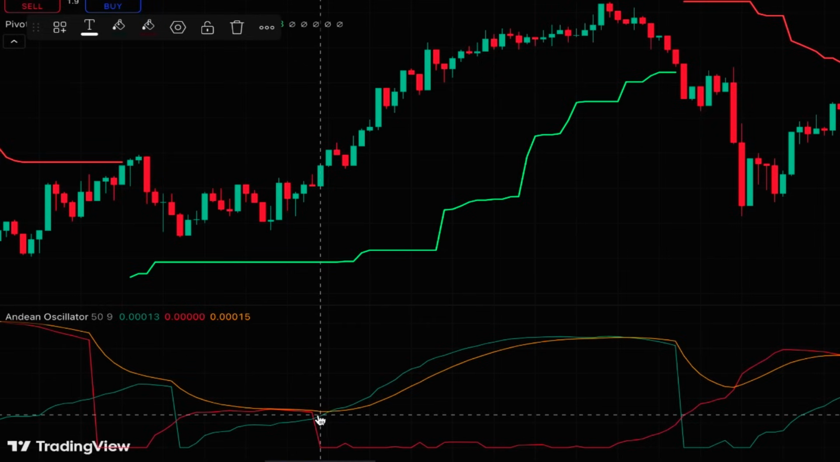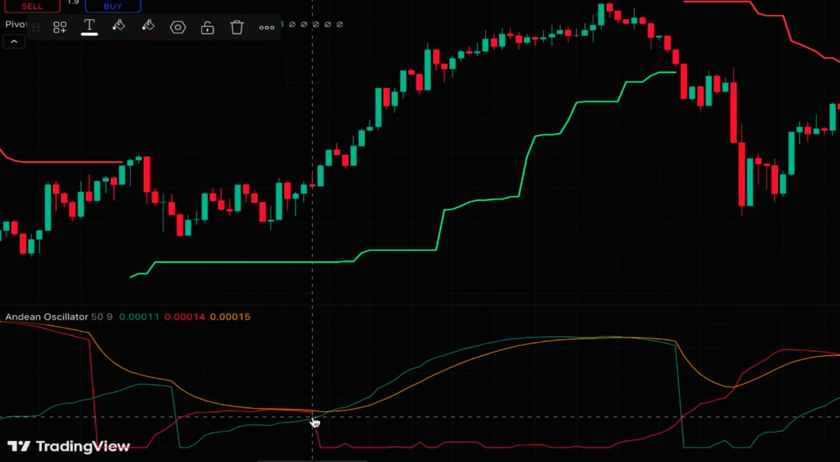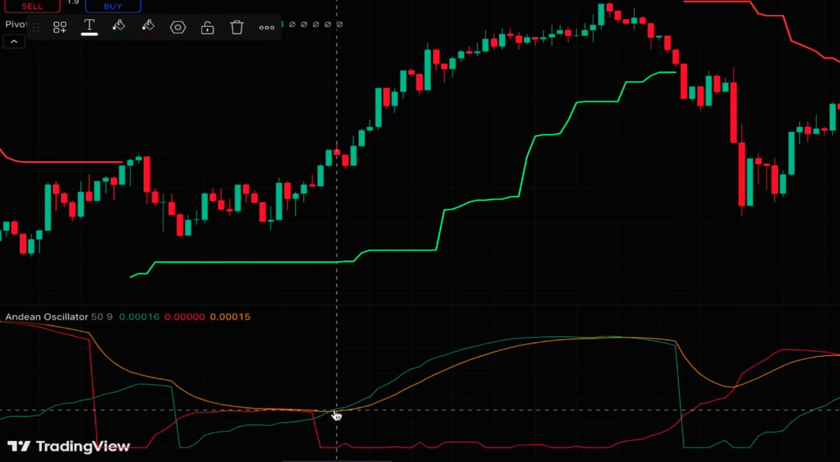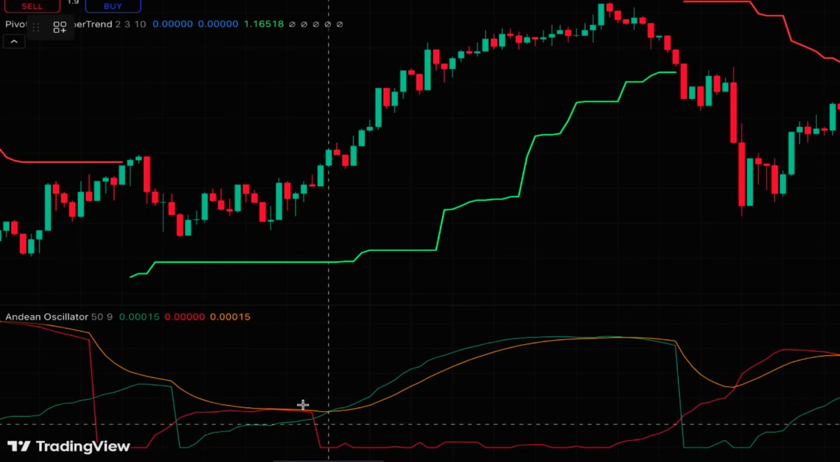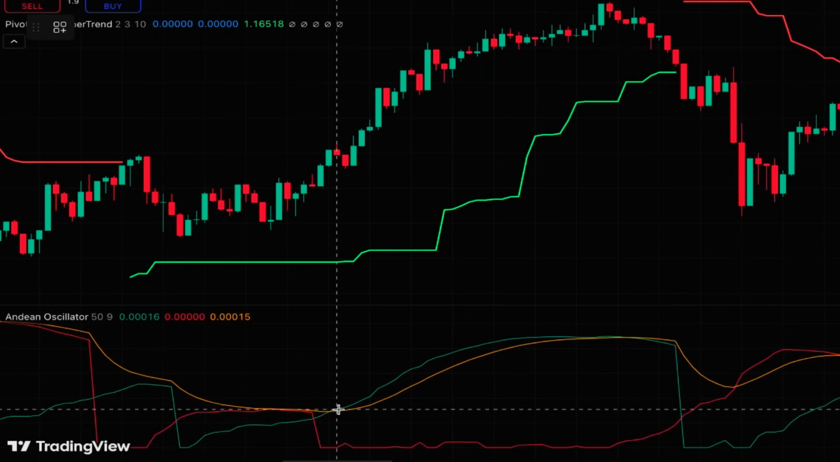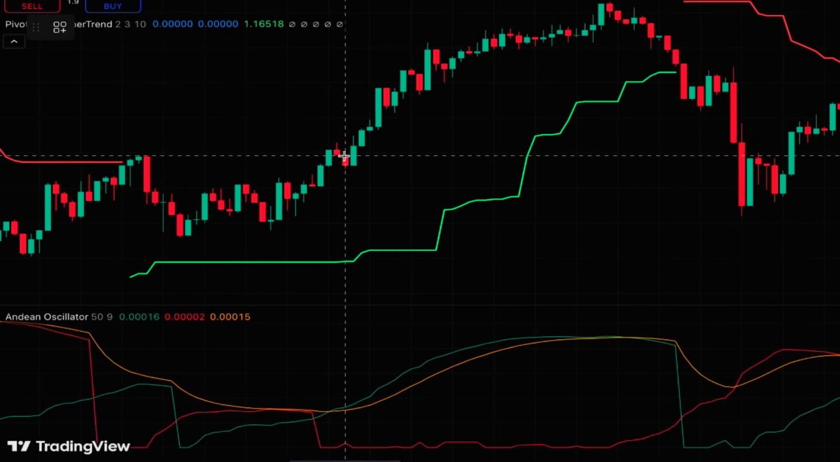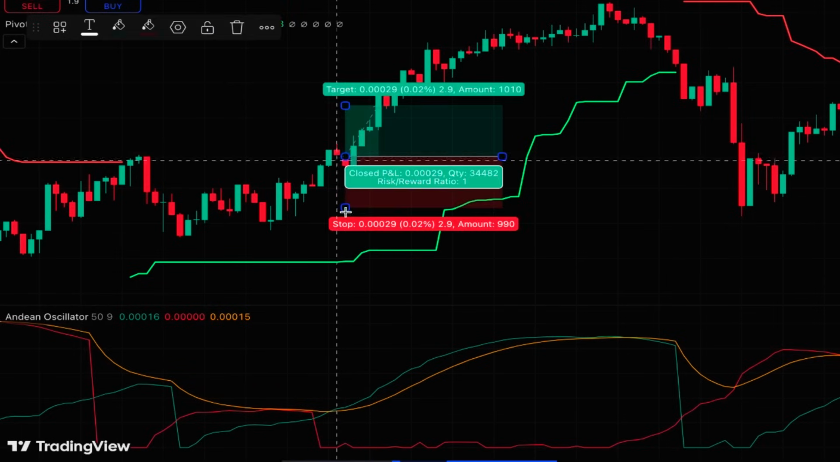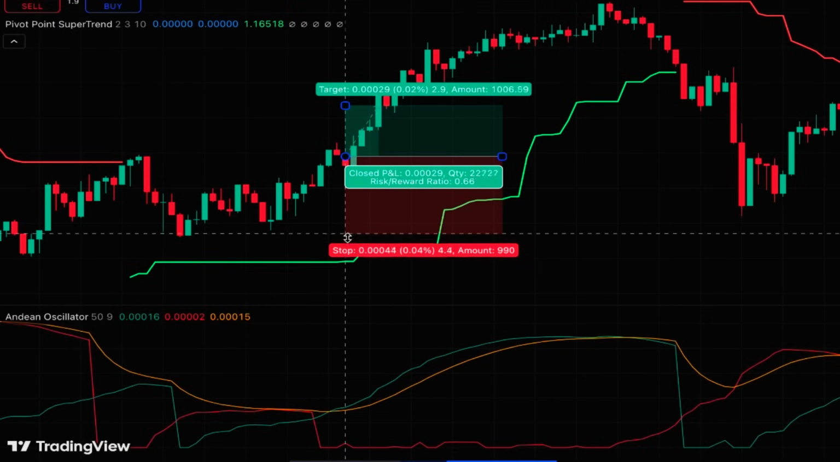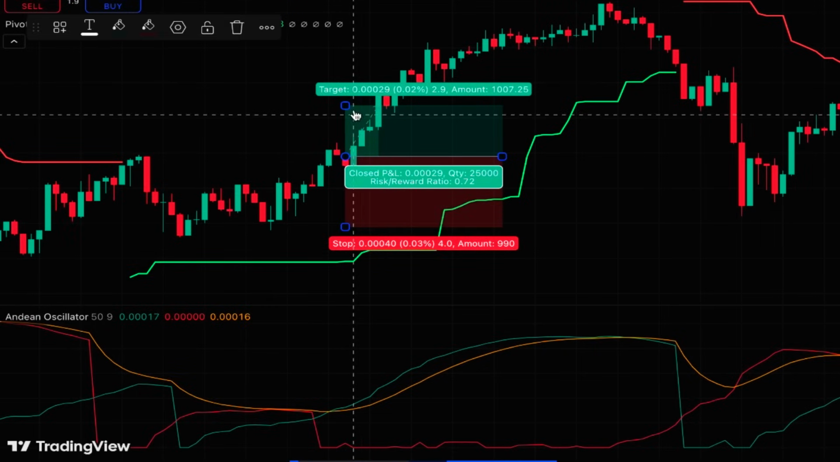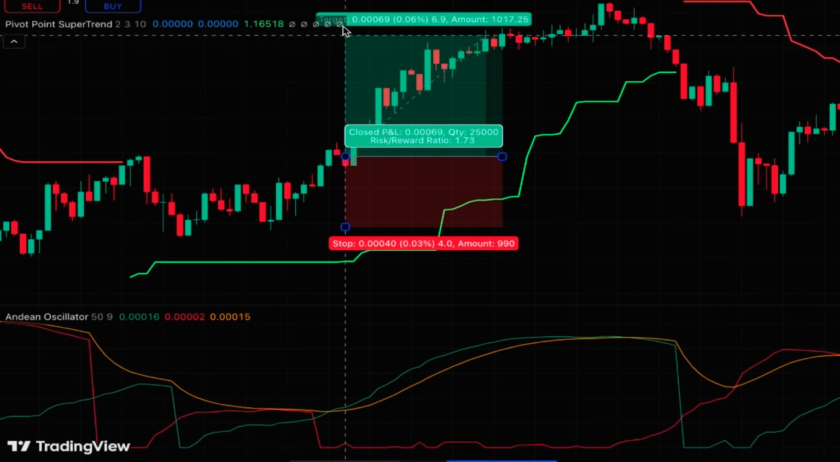And then here we want the green line to cross above the red line, and after that cross above the orange line. This is the exact setup that we are looking for. So when the green line has already closed above the orange line, the buy signal is confirmed, and in practice we could enter a long position at this point when the new candle opens. The stop loss for this trade is placed below the previous swing low, with a profit target at 1.5 risk to reward ratio.